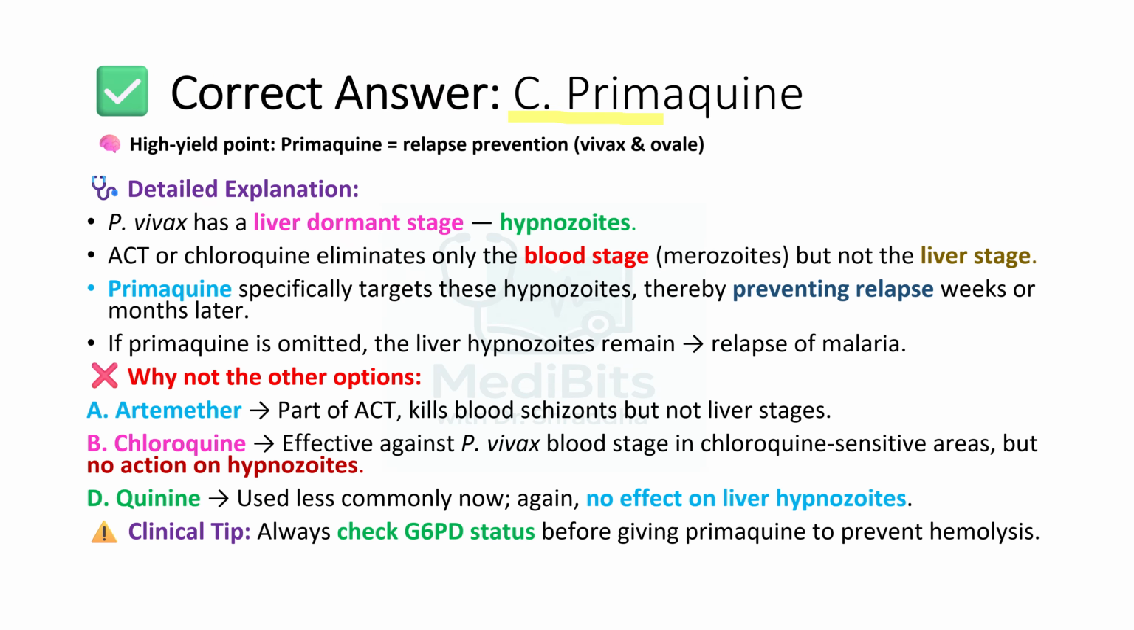So the correct answer is C. Primaquine. Remember students, primaquine is equal to relapse prevention of vivax and ovale. So the detailed explanation consists of Plasmodium vivax has a liver dormant stage, that is known as hypnozoites. ACT or chloroquine eliminates only the blood stage merozoites, but not the liver stage. Primaquine specifically targets these hypnozoites, thereby preventing relapse weeks or months later. If primaquine is omitted, the liver hypnozoites remain and cause relapse of malaria.